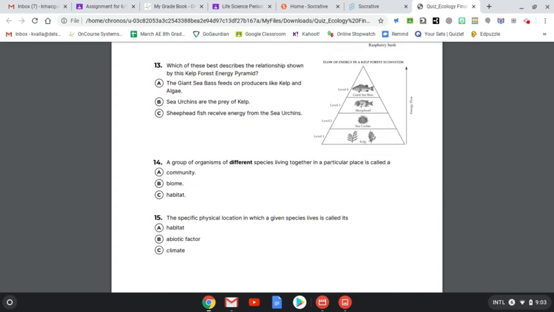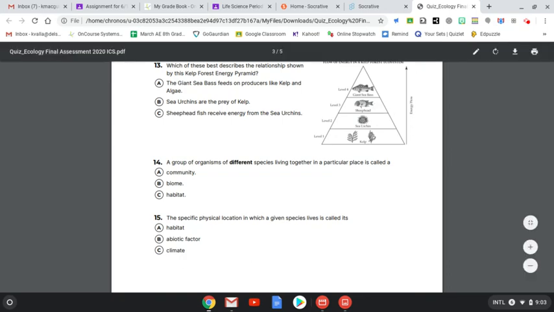Number 13, which of these best describes the relationship shown by the kelp forest energy pyramid? Is it A, the giant sea bass, which is right here, feeds on producers like kelp and algae? B, the sea urchins are the prey of kelp? Or C, sheephead fish receive energy from the sea urchins? Energy flow.